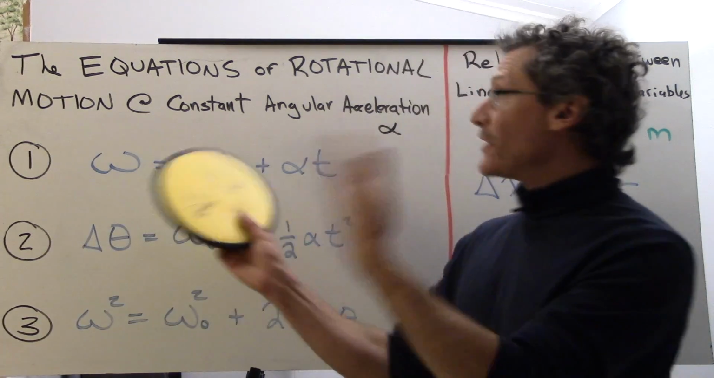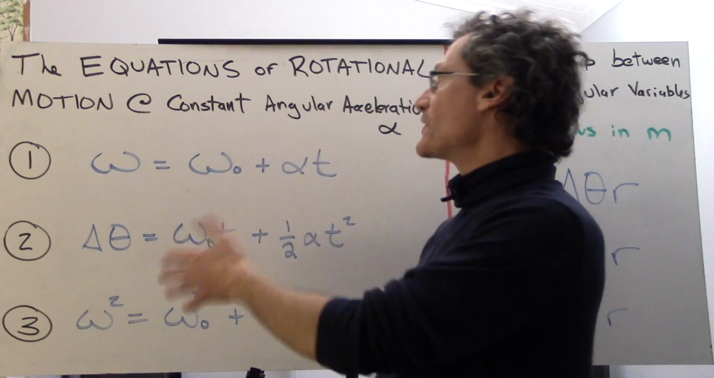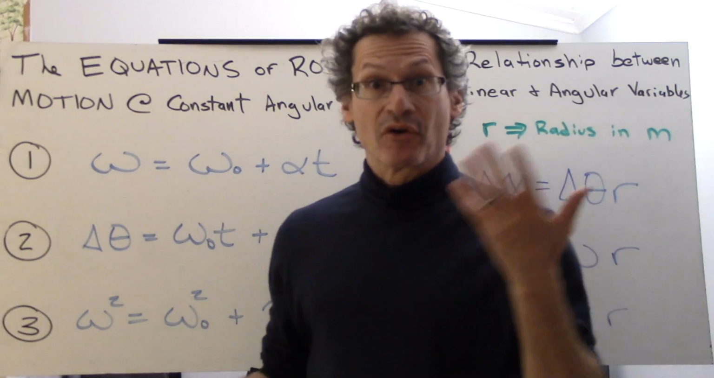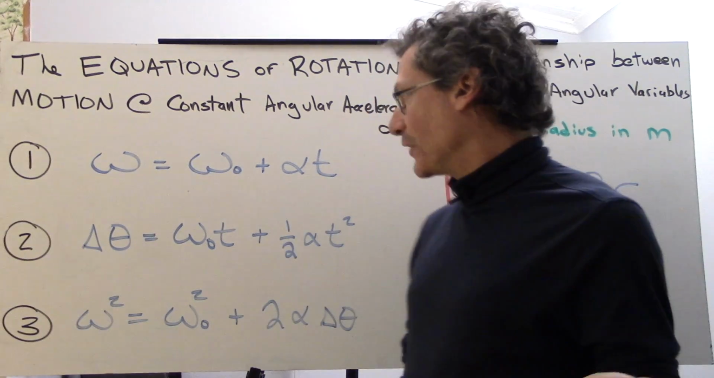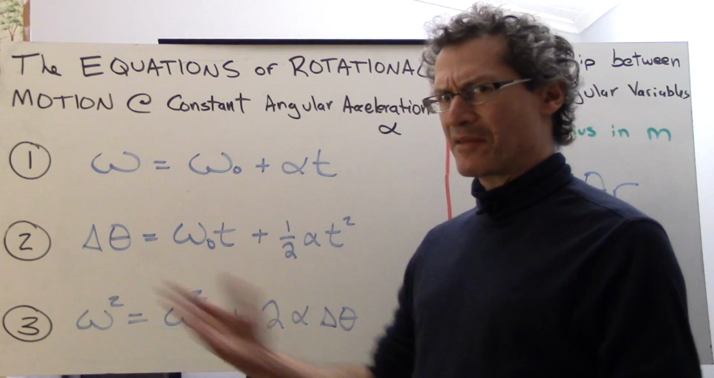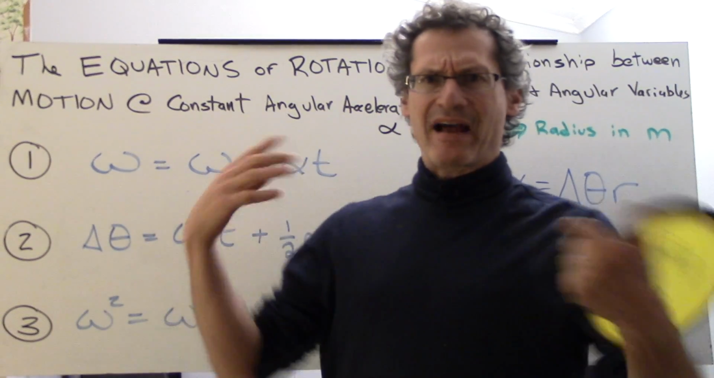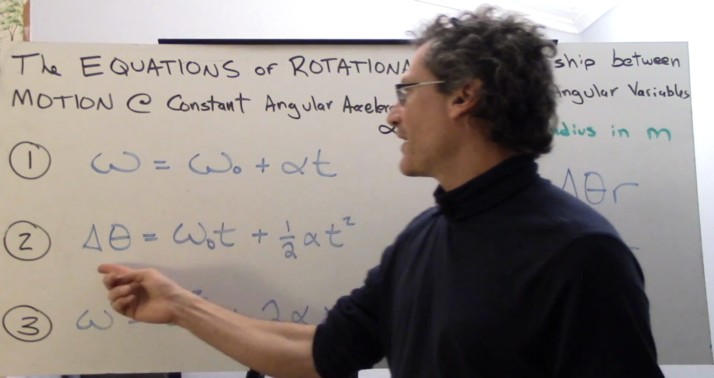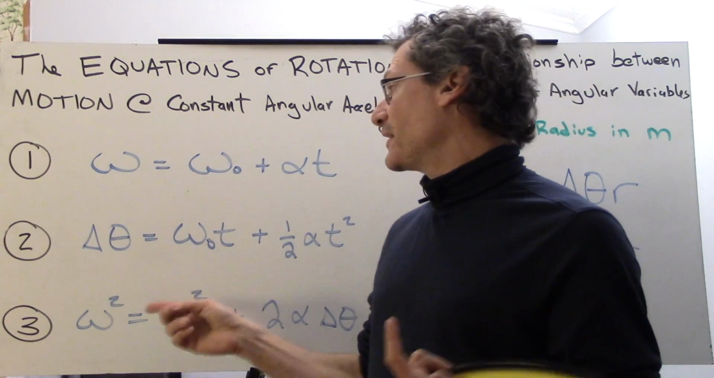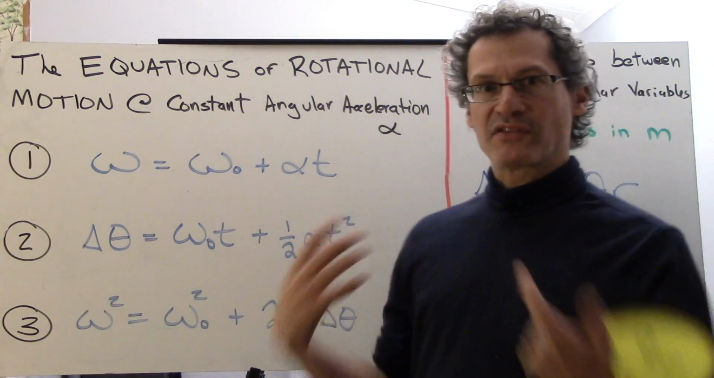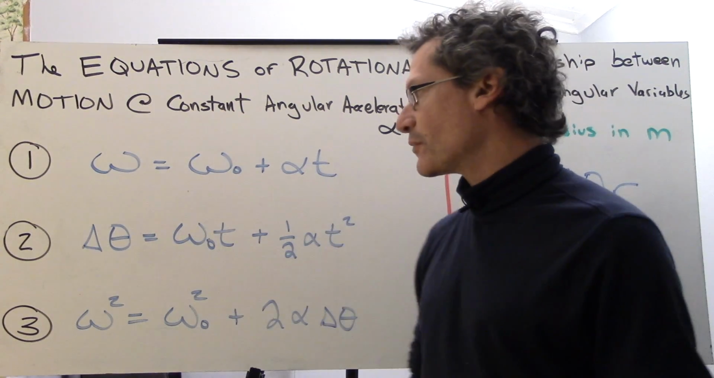And so here we have it, the equations of rotational motion at constant angular acceleration alpha. You should look super familiar. Wow, look at that. The patterns are totally the same. So we've got omega equals omega naught plus alpha t. Delta theta equals omega naught times t plus 1/2 alpha t squared. Same pattern, except we're just dealing with rotational variables.